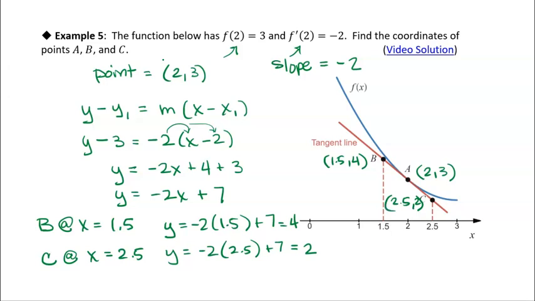All right, so let's write it down here. Let's summarize what we got here. We got point B is 1.5, 4. And point C is 2.5, 2.